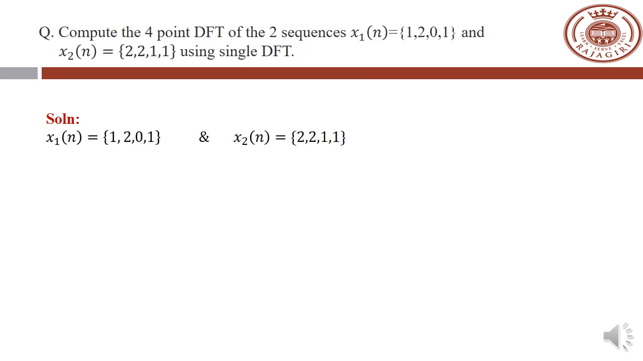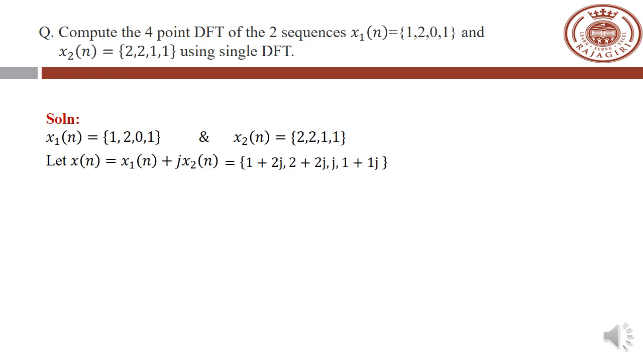Our sequences are given by x1 of n and x2 of n. Now, we are going to combine x1 of n and x2 of n to form a complex valued signal given by x of n is equal to x1 of n plus j into x2 of n, which is given by 1 plus 2j, 2 plus 2j, j and 1 plus j. Next, we are going to find the 4-point DFT of the sequence x of n.